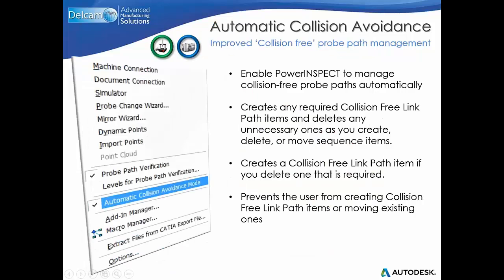And let's talk about the automatic collision avoidance. So in PowerINSPECT 2016, collision-free probe path can now be automatically generated between features. In the previous version, the user had to add the item manually, a procedure that sometimes can be time-consuming. But now, in this release, this process can be carried out automatically by PowerINSPECT for any current or future probe paths. So let's go back to PowerINSPECT and have a look at it.